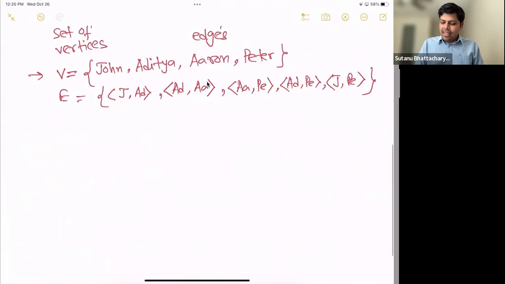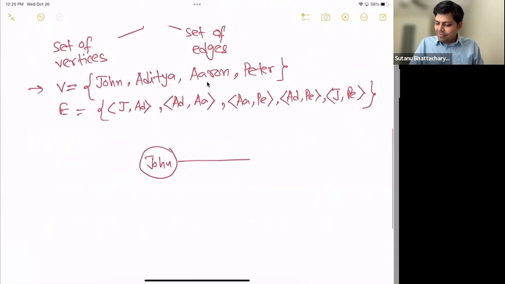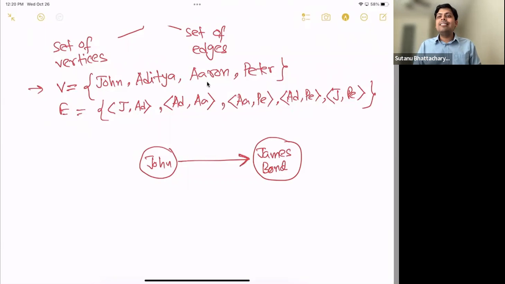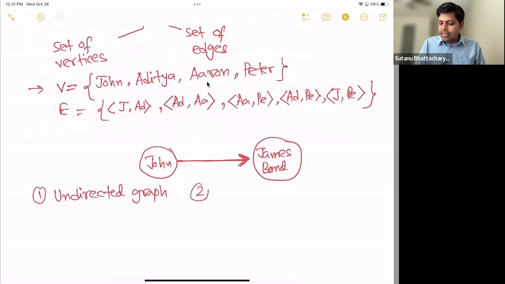Now, it may happen that John knows maybe some celebrity, maybe Mr. President, or James Bond. Here I am directing the edge. Previously, the edge was undirected. But here I am representing that John knows James Bond. But it is not necessarily that James Bond knows John, because James Bond is a celebrity. So we all know James Bond. So here the edge is directed. So graphs can be distinguished into undirected graphs and directed graphs.